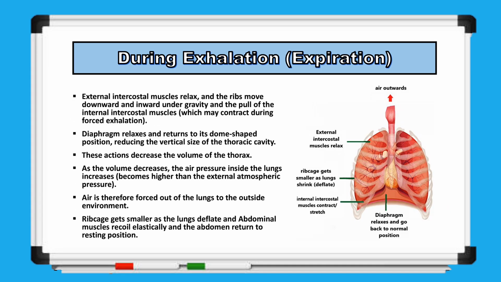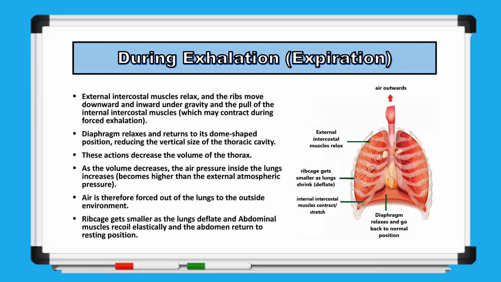Now, let's look at what happens during exhalation, also known as expiration. During this process, the external intercostal muscles relax, allowing the ribs to move downward and inward under the influence of gravity and the action of the internal intercostal muscles, which may contract more strongly during forced exhalation. At the same time, the diaphragm relaxes and moves back to its dome-shaped position, which reduces the vertical size of the thoracic cavity. These combined actions decrease the volume of the chest cavity.